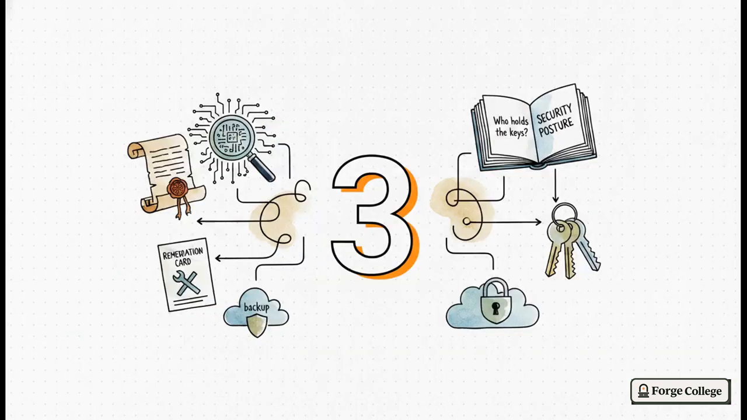As you move forward, I want you to burn these 3 guiding principles into your brain. Number 1, always pair an artifact with its reproducible verification method. Number 2, always have a backup plan via a remediation card. And number 3, always maintain a documented security posture so you know exactly who controls the keys. Honestly, these principles make the difference between a fragile integration and an unbreakable one.